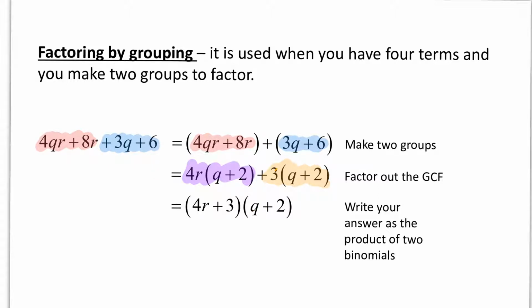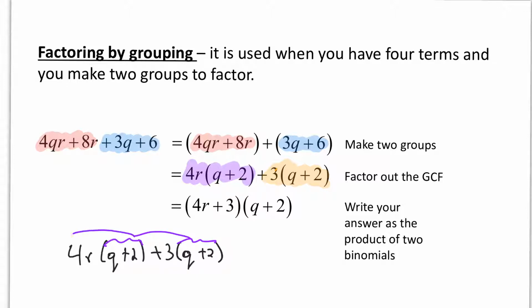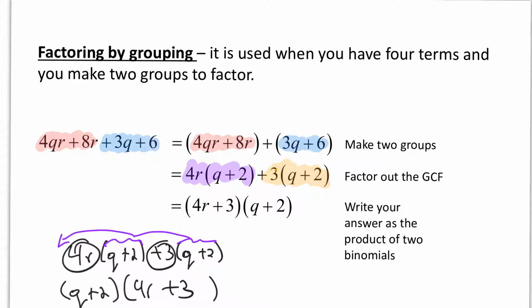And I guess I can show you here. So I'm just going to do that for you. But this is just something extra for you to understand what happens. So if you have this right here, and you want to factor out the q plus 2, so this one here and this one here, you will have a q plus 2 outside of a parenthesis. And what do you have left when you take those 2 out? Well, you have the 4r and the plus 3. So that's why you have those 2 binomials.